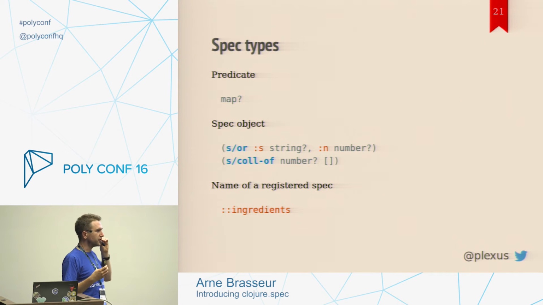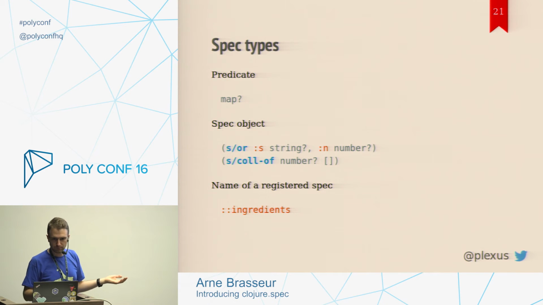Any function that deals with specs can take predicates, can take some of these spec objects, or you can give it the name of a registered spec. We saw before with this s/def that we can register specs. So anywhere where you would use a literal spec object, you can also use the name of a spec.